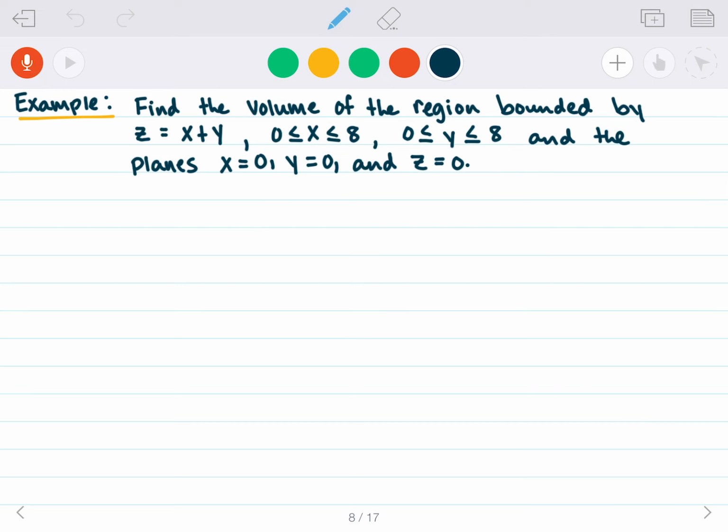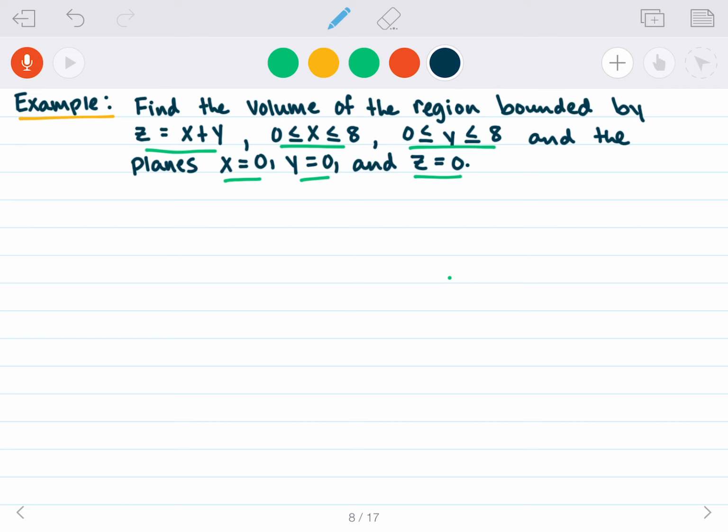Alright, find the volume of the region bounded by z equals x plus y, where x is between 0 and 8, and y is between 0 and 8, and the planes x equals 0, y equals 0, and z equals 0. Okay, so we need to set up our integral with these bounds.